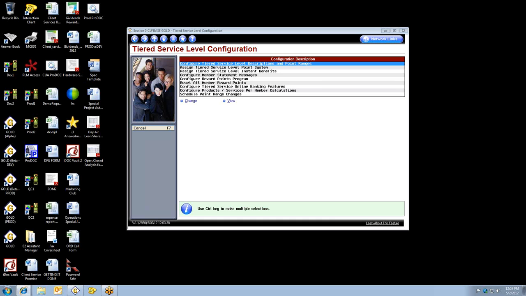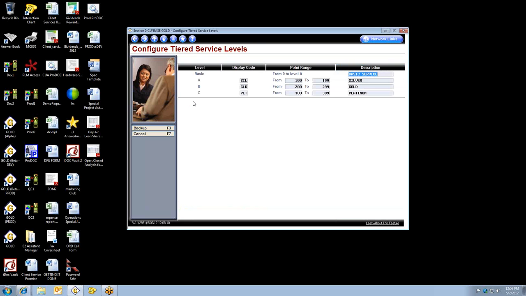Really the hardest part, or at least I think it's the hardest part, when you start thinking about tiered services is how you want to market this to your members. And that's the first configuration that we're going to look at today. If you come into the configure tiered service levels option, you have up to 4 different levels that you can utilize. I've seen everything from bronze, silver, gold, and platinum to first mate, captain, whatever mentality or marketing position you want your credit union to have.